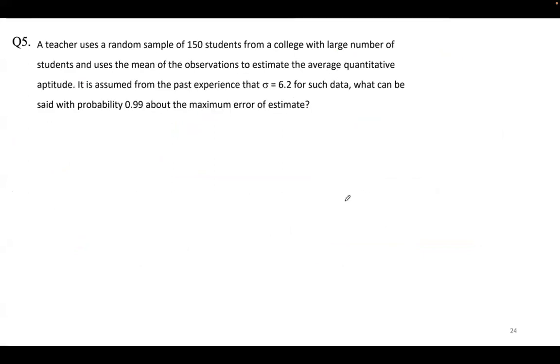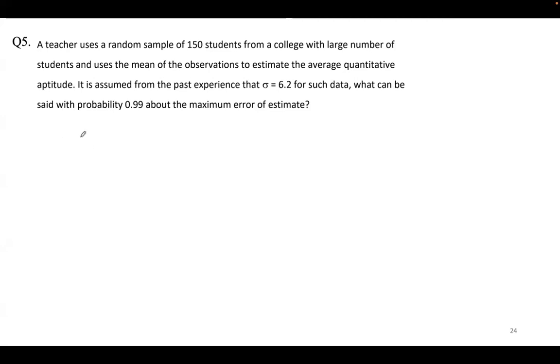Okay. So now we have some questions. There are 3 or 4 questions here from the topic of confidence intervals. The first question is that the teacher is using a random sample of 150 students from a college with a large number of students, and they're using the mean of observation to estimate the average quantitative aptitude. Assume from past practice that sigma has this value. What can be said with probability 0.99 about the maximum error of estimate? Okay, so now the formula that we are going to use.